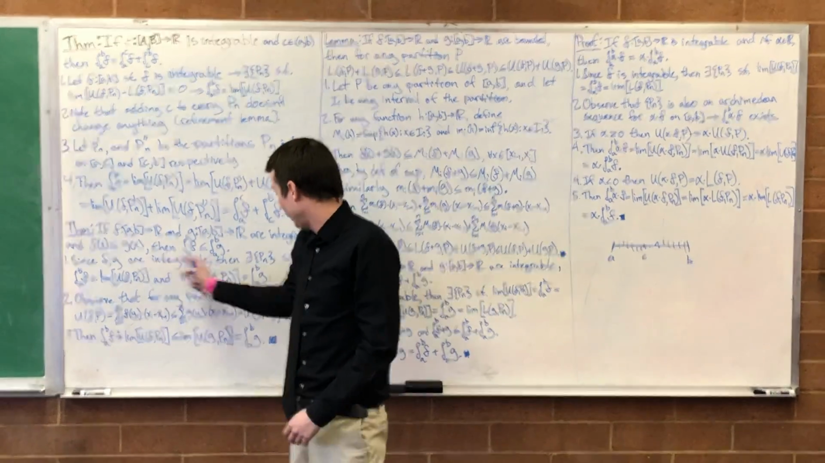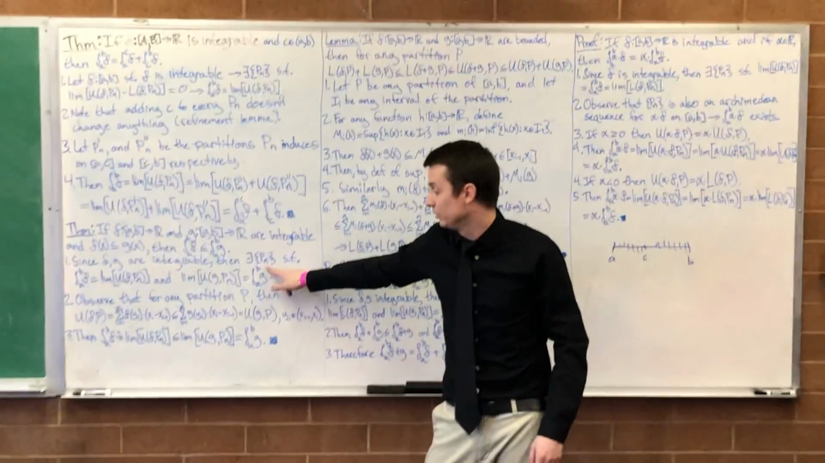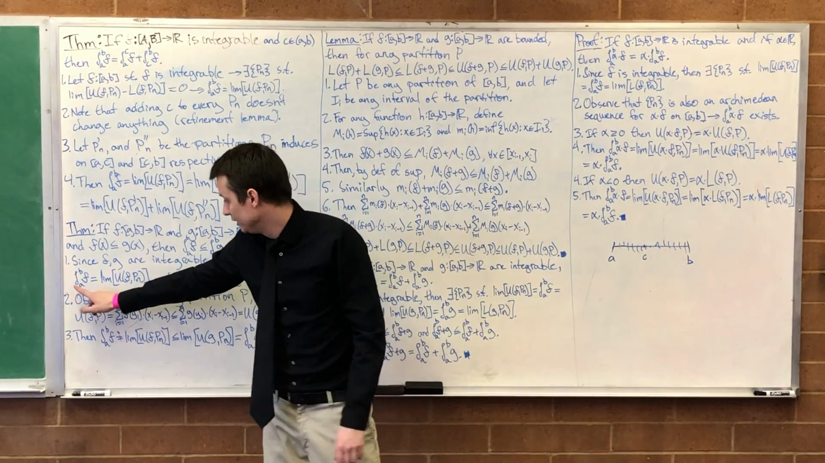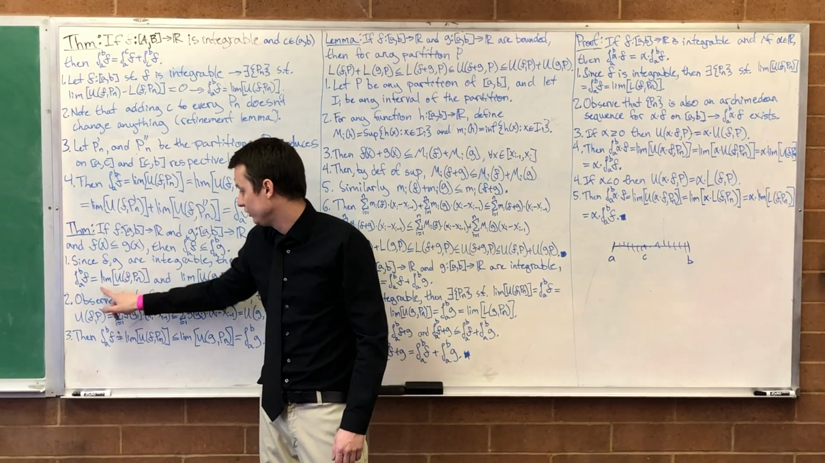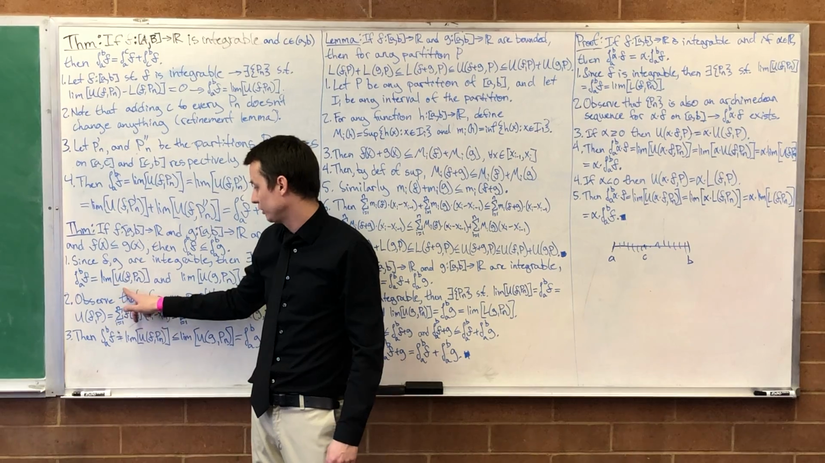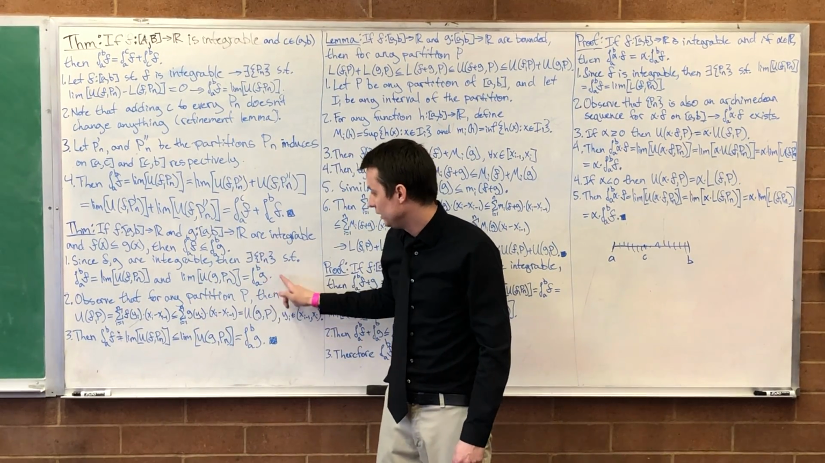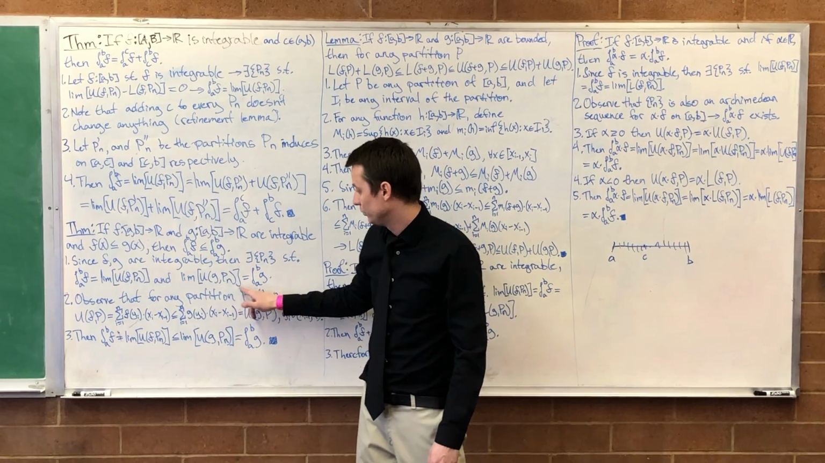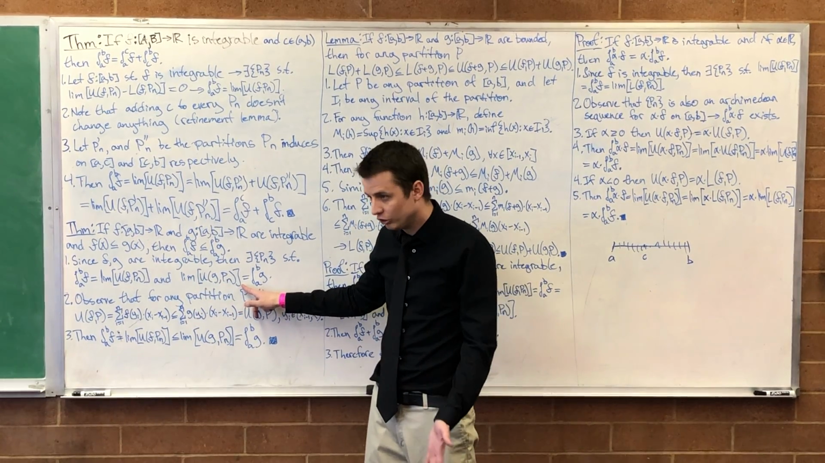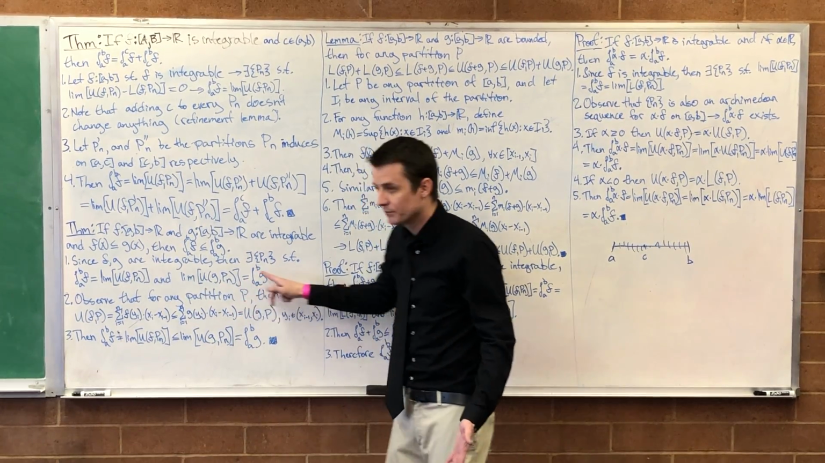So since f and g are integrable, there exists some sequence of partitions such that the integral from A to B of f is equal to the limit of the upper Darboux sums with that sequence. And similarly, the integral from A to B of g is equal to the limit of the upper Darboux sums with that sequence. Just using the fact that they're integrable, right?